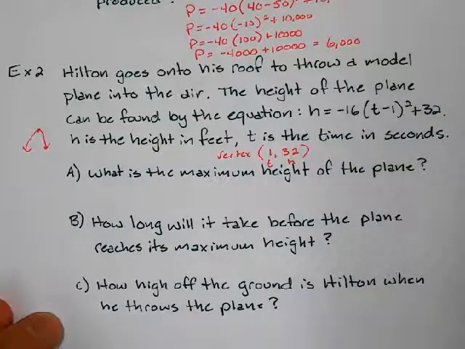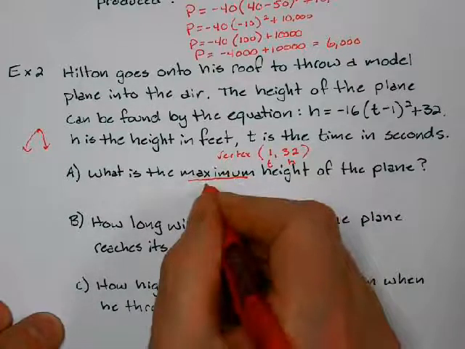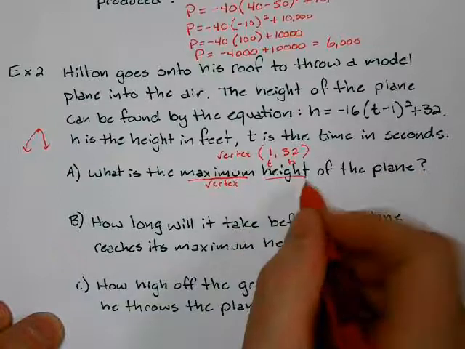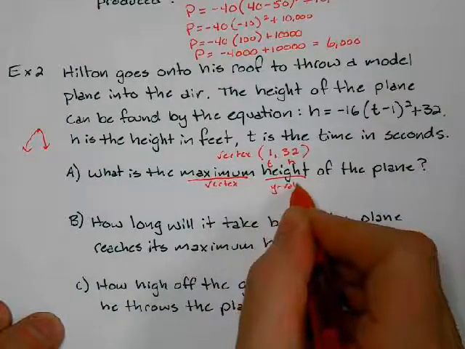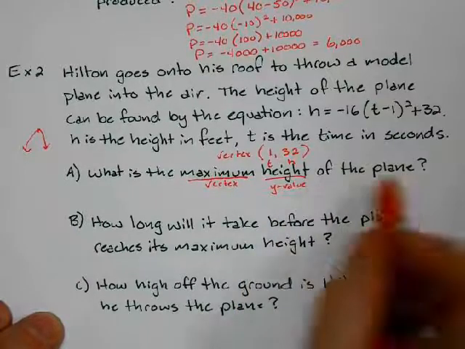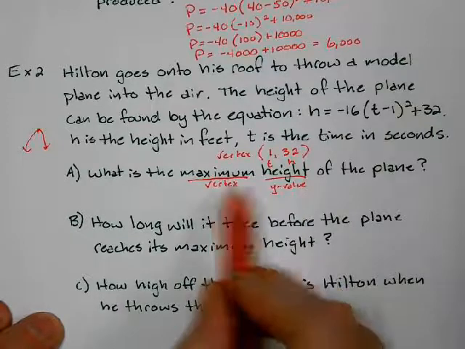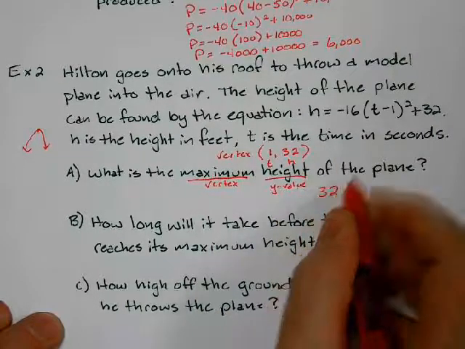So this one says, what is the maximum? Talking about the vertex. Height. Oh, height is the y value of the plane. Well, they're just saying, what's the vertex y value? Well, the vertex y value is 32. So 32 feet is the maximum height of the plane.